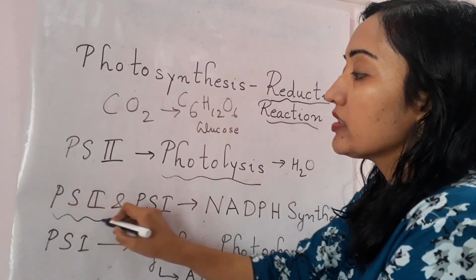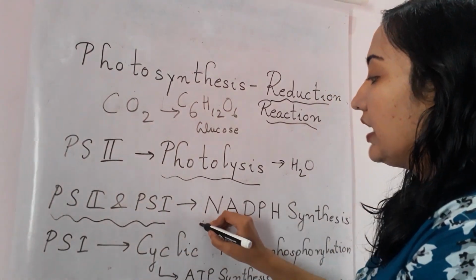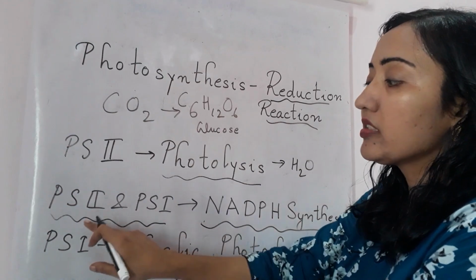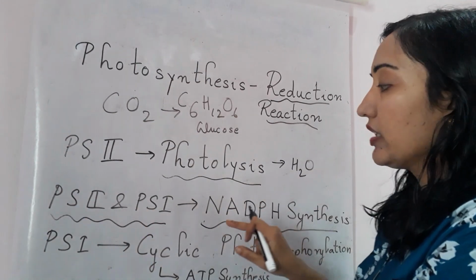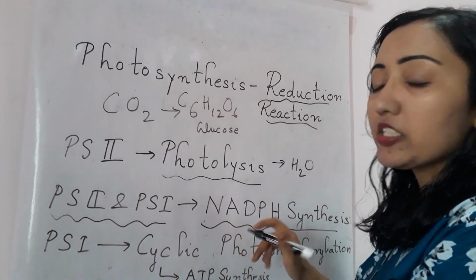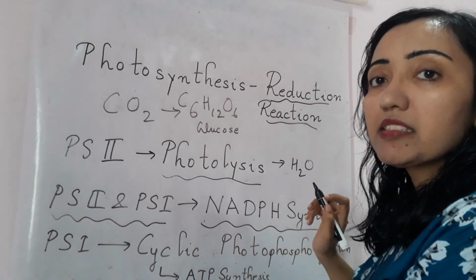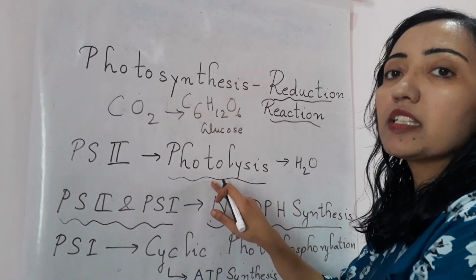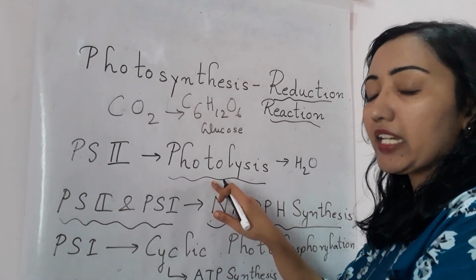Now in photosystem 2 and photosystem 1, NADPH synthesis occurs. This we have seen. Photosystem 2 and photosystem 1 are involved in the synthesis of NADPH, and NADPH is synthesized in the stroma of the chloroplast. Photolysis occurs in the lumen of the granule thylakoid.